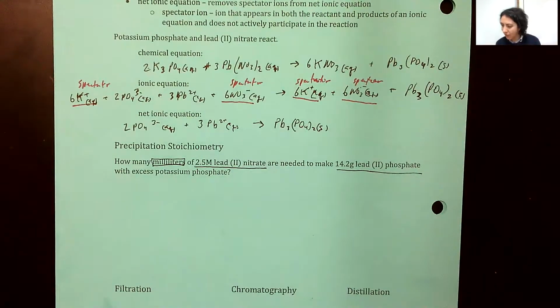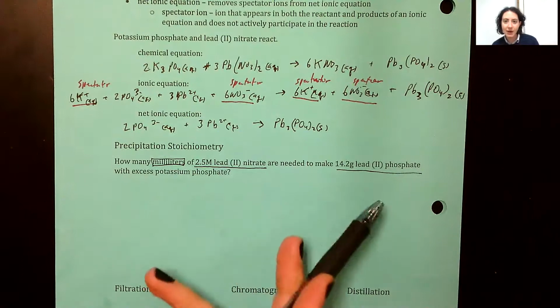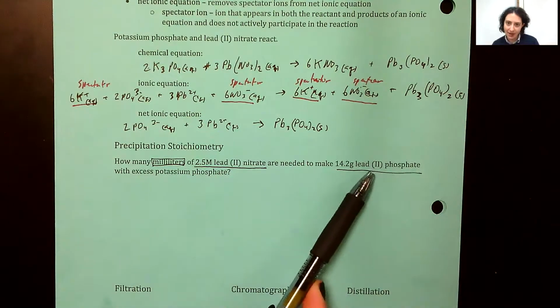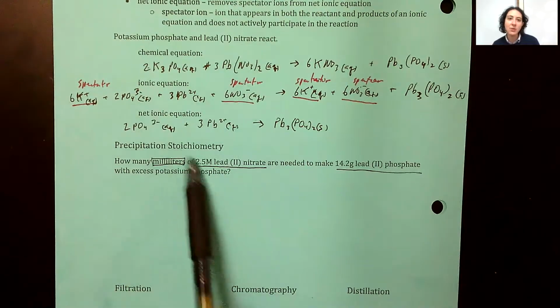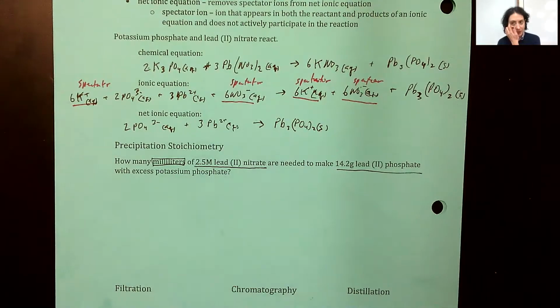I mentioned this before, but when we're talking about molarity, you can think of molarity as similar to molar mass in a lot of ways. Molar mass relates grams to moles. Molarity relates moles to milliliters, or moles to liters, or moles to volume. So in a way, what we need to figure out is how many moles of lead phosphate we're trying to make, how many moles of lead nitrate it's going to take to make that amount. And then we can use the molarity to convert it to milliliters or liters.